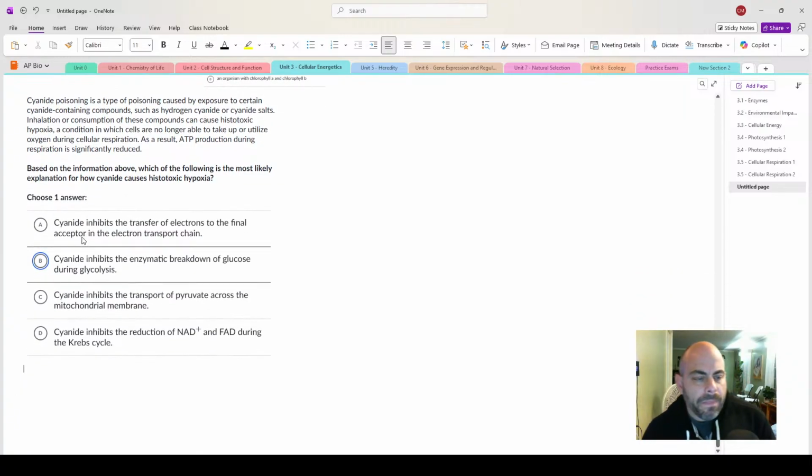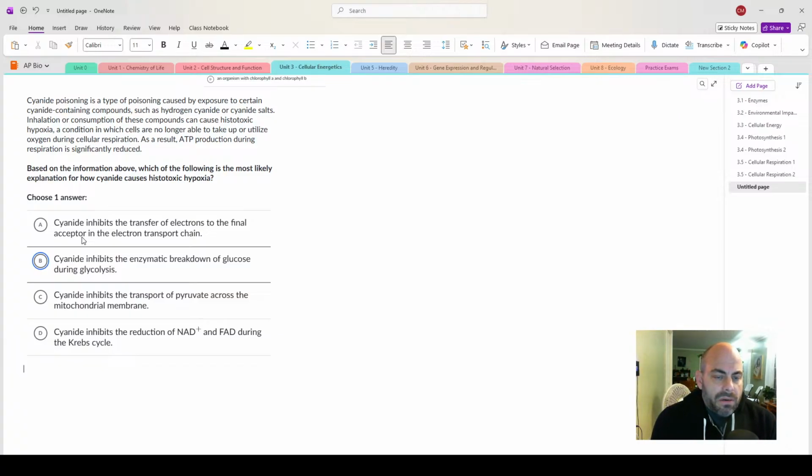Cyanide poisoning is a type of poisoning caused by exposure to certain cyanide-containing compounds such as hydrogen cyanide and cyanide salts. Inhalation or consumption of these compounds can cause histotoxic hypoxia, a condition in which cells no longer are able to take up or utilize oxygen during cellular respiration. As a result, ATP production during cellular respiration is significantly reduced. Based on the information above, which of the following is the most likely explanation for how cyanide causes histotoxic hypoxia?